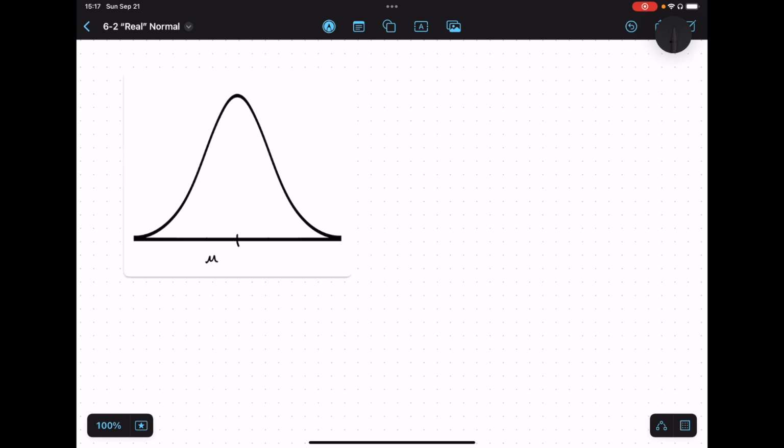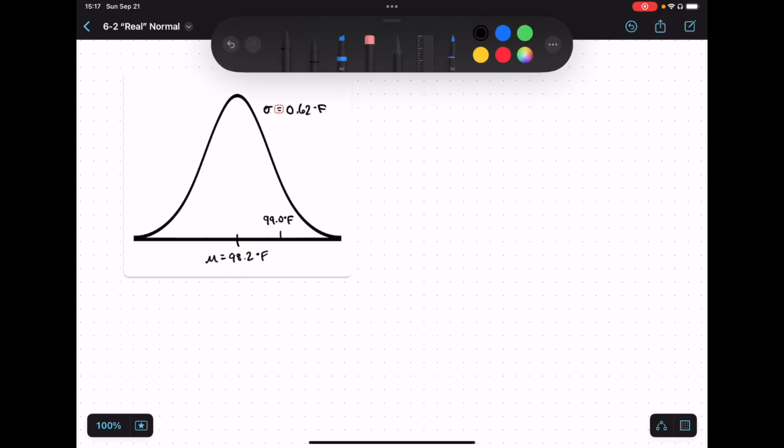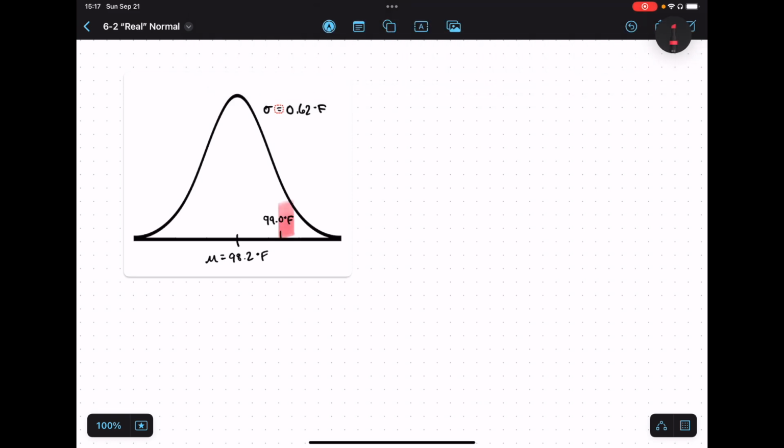The average human body temperature is 98.2 degrees Fahrenheit. Now, the standard deviation is 0.62 degrees Fahrenheit. So this is helping us to describe that spread around the mean. Suppose we want to know what proportion of the population has a body temperature above 99 degrees Fahrenheit. In this case, we want to know the area to the right.